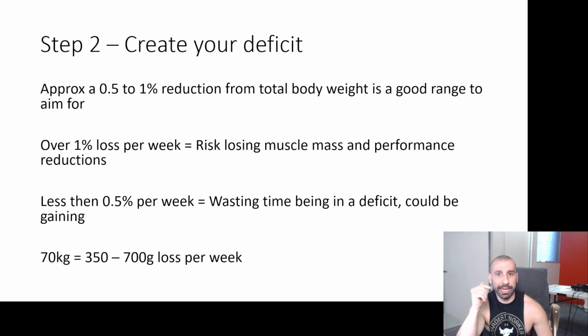So using our 70 kilo person as an example, 0.5 to 1% of 70 kilos is going to be about 350 to 700 grams of loss per week. So that is around the range that I would want to see per week of a 70 kilo person losing, because that's within the 0.5 to 1% of loss per week.